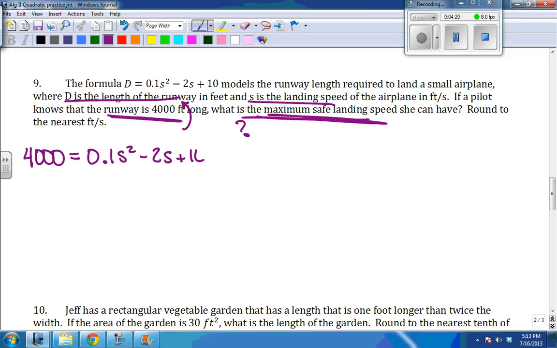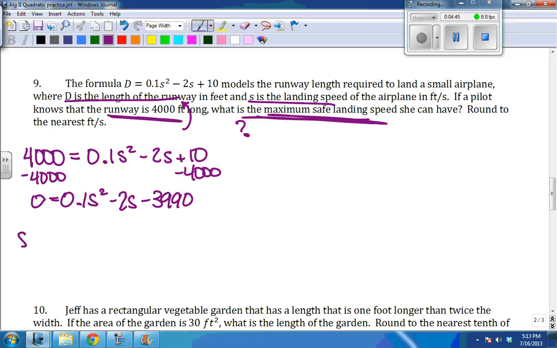So again, just like the last problem, I can't use the quadratic formula yet because it's not equal to 0. In order to make it equal to 0, I have to subtract that 4,000 over. So let me subtract that 4,000 over. Then I have it equal to 0, and I can go about solving my quadratic equation.